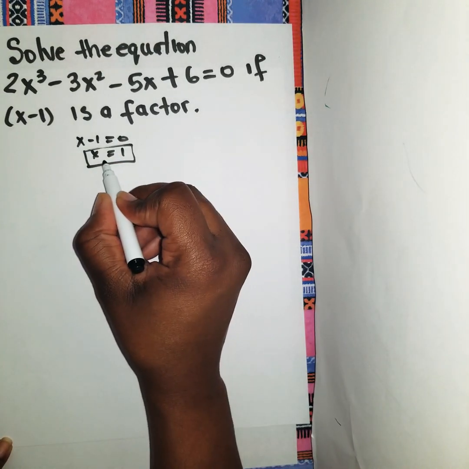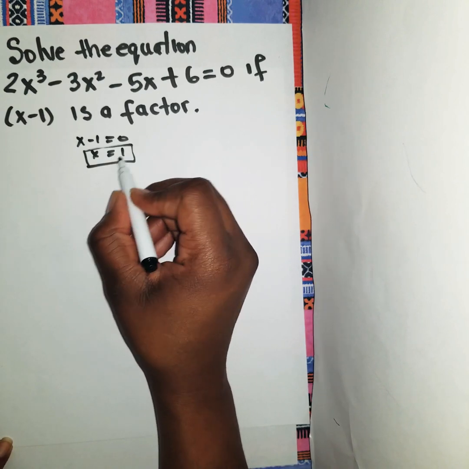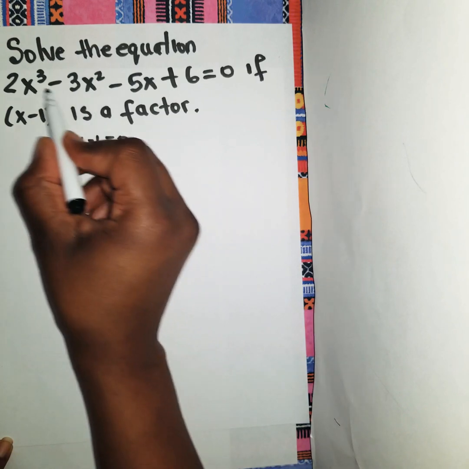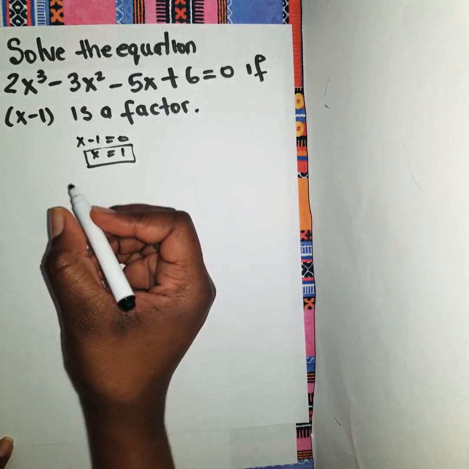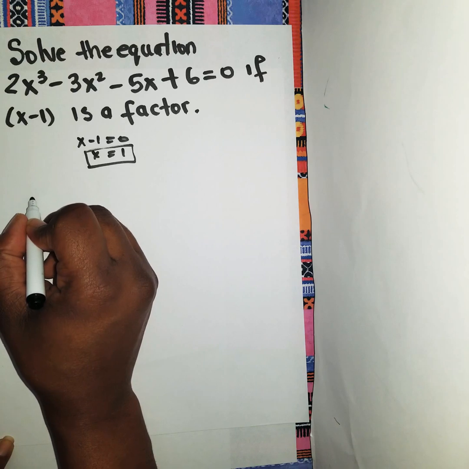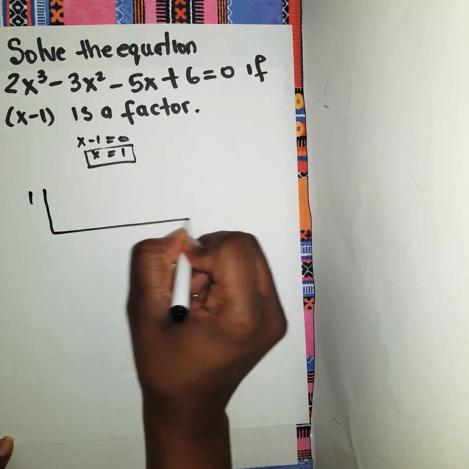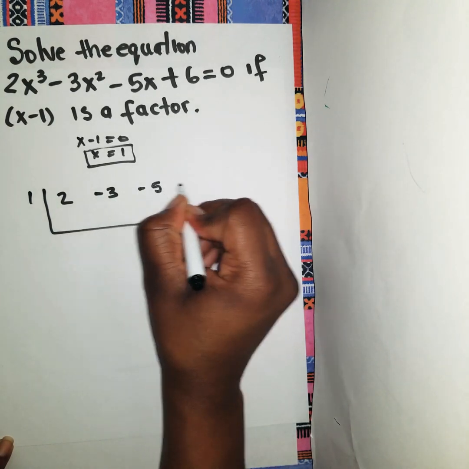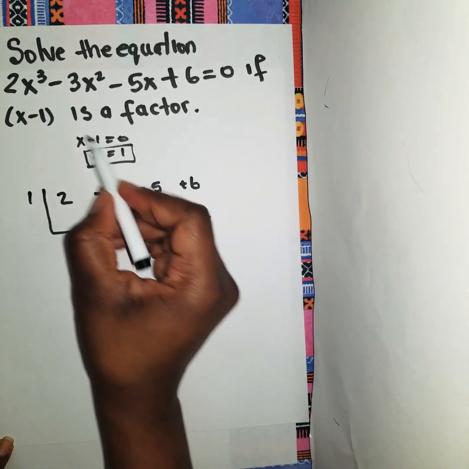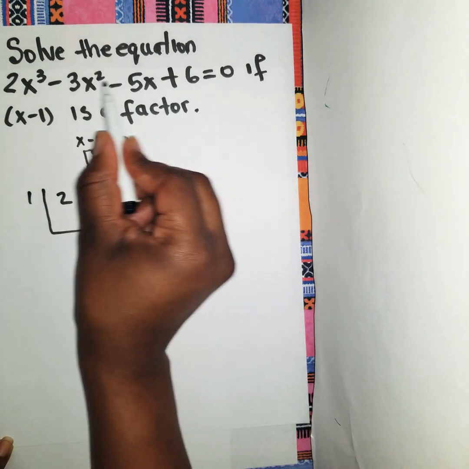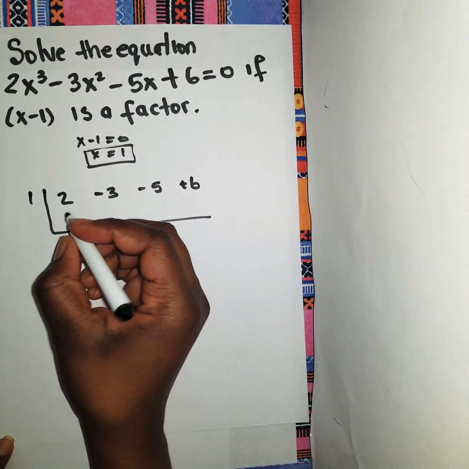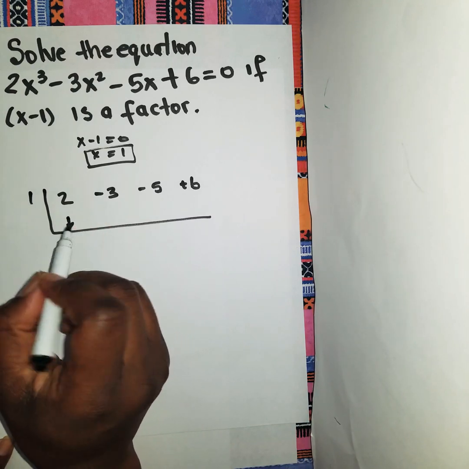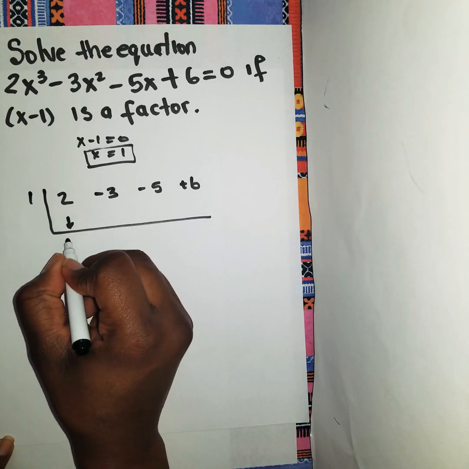We can either use synthetic division or we can evaluate by putting 1 into this function. All right, so let's continue. Synthetic division, so it's going to be 2, -3, -5, and a +6. How did I get these? I take the coefficients of what we're given above. So remember, we bring down the first and then we add, multiply and add.